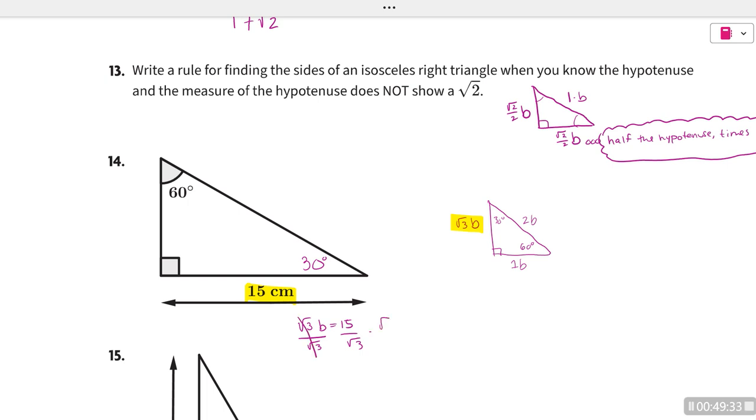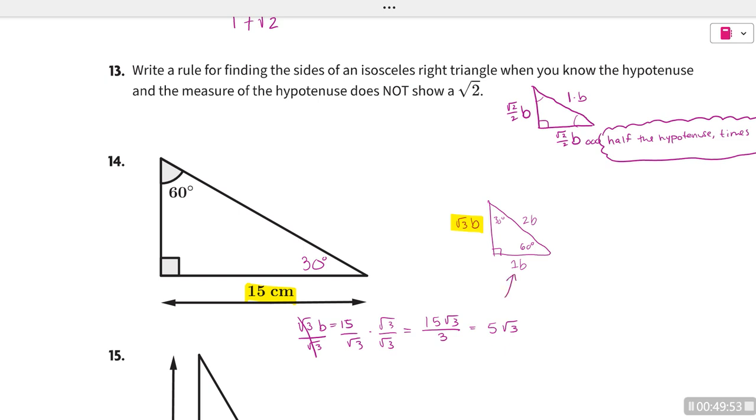Now, I never want to leave it in that form. I'm going to rationalize it. So I'm going to multiply by square root 3 over square root 3. So I get 15 square root 3 over 3. And 15 divided by 3, I can reduce that to 5 square root 3. So that is my b value.